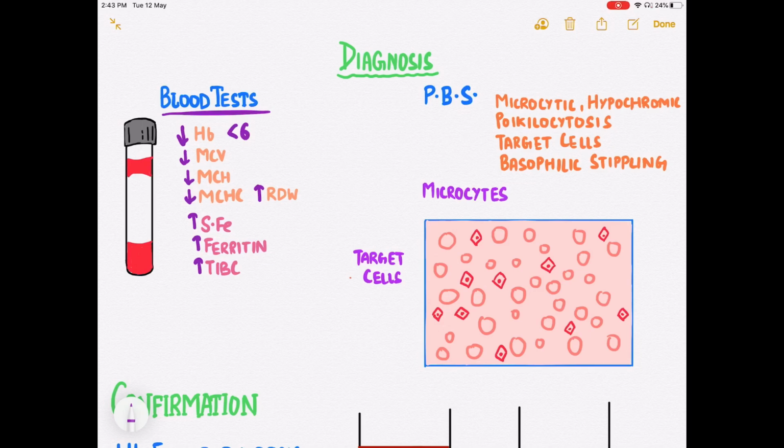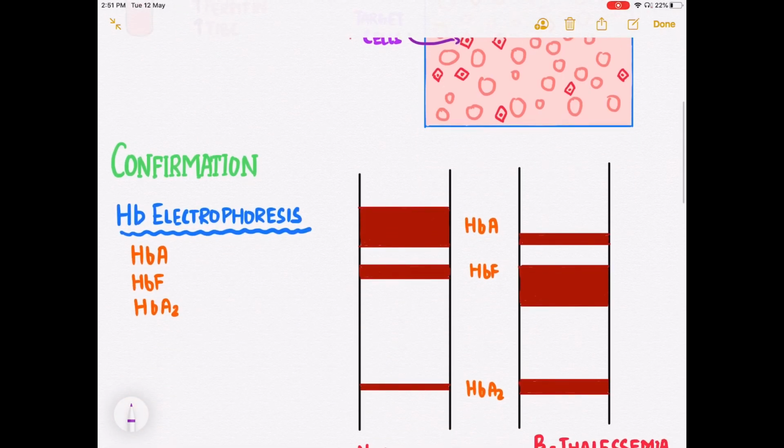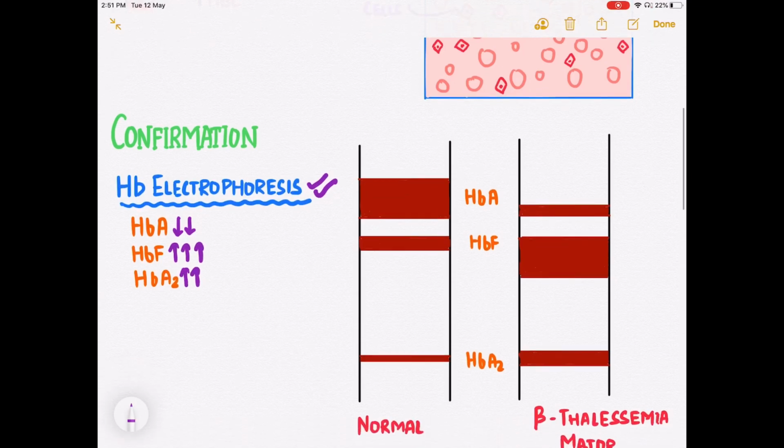On observing the peripheral blood smear of a thalassemia patient, you find microcytic and hypochromic RBC within the smear. They also exhibit poikilocytosis. Target cells are present within the smear, and you also observe basophilic stippling. The diagnosis is confirmed by hemoglobin electrophoresis, which shows a decreased level of hemoglobin A and enhanced levels of hemoglobin F and hemoglobin A2, which can be seen in this.